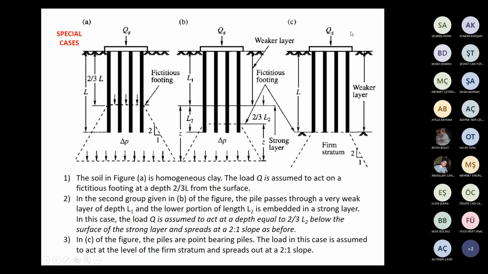In figure C, here the piles are end-bearing piles sitting on a firm stratum. The load in this case is assumed to act at the level of the firm stratum and spreads out at 2/1 slope, but under the firm stratum. These two are special cases. Actually, we have analyzed the first case. This is the basic case.